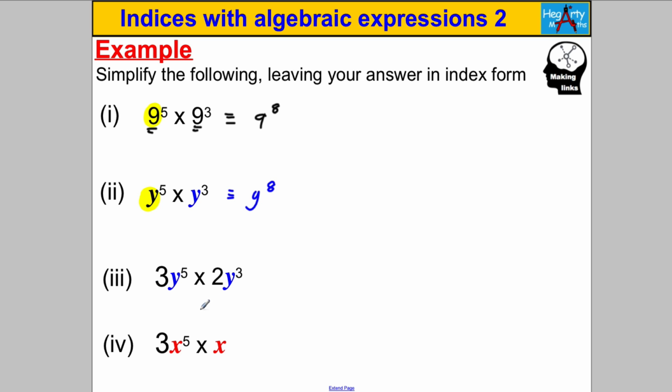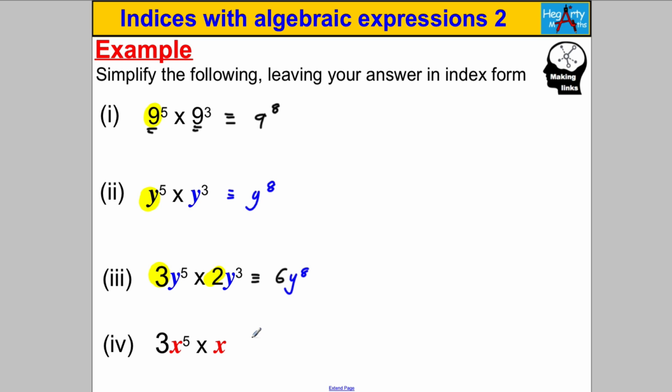What about this? Well, because we can do multiplication in any order, let's just multiply the numbers separately. 3 multiplied by 2, that's going to get us 6. So do that and leave that at the front. And we know that y to the power of 5 multiplied by y cubed from above is y to the 8. And we don't have a times sign with algebra, so that's the answer.